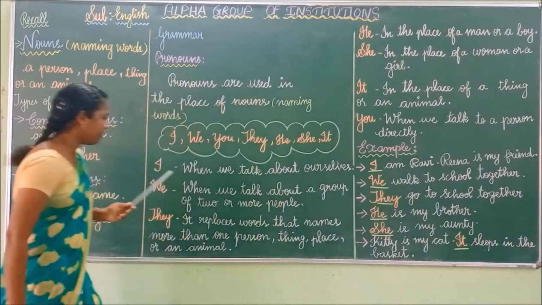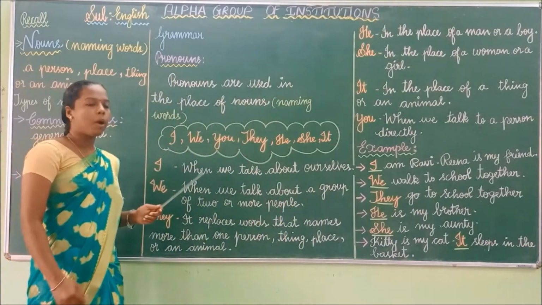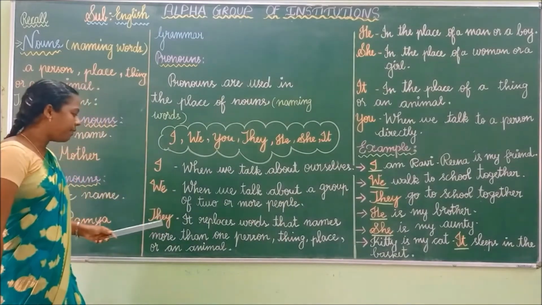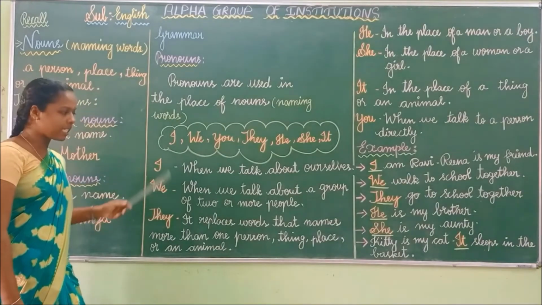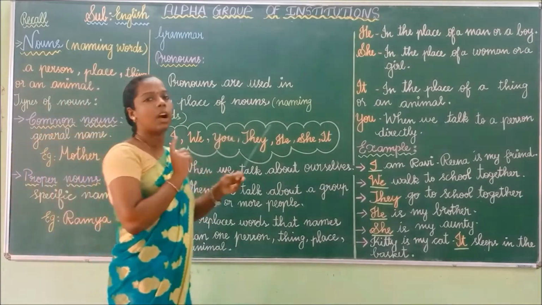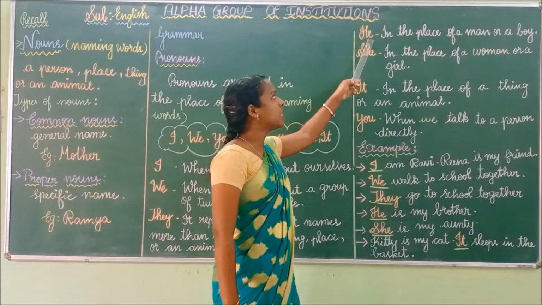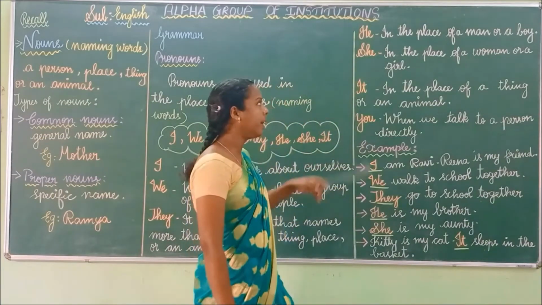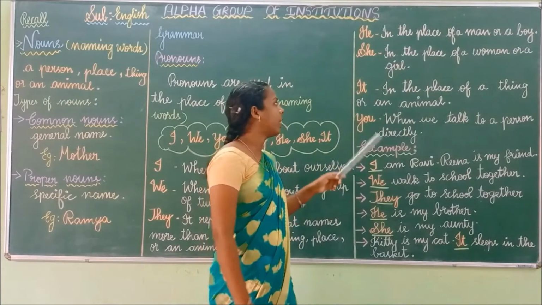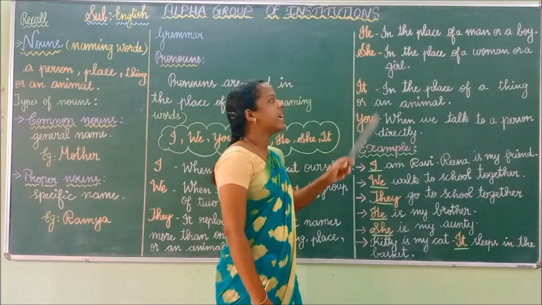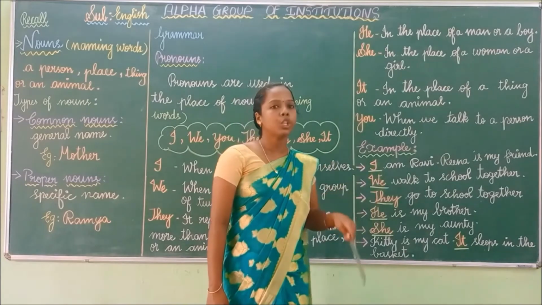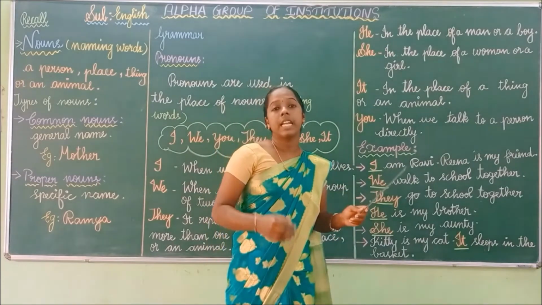So we have to use I when we talk about ourselves. We have to use we when we talk about a group of people. They replaces the words that name more than one person, place, thing or an animal. We have to use he in the place of a man or a boy. We have to use she in the place of a woman or a girl. We have to use it in the place of a thing or an animal. And finally, we have to use you when we talk to a person directly.